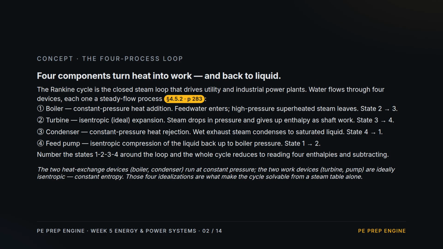The Rankine cycle is the closed steam loop behind every steam plant. 4 devices, 4 processes. The boiler adds heat at constant pressure and makes high-pressure superheated steam. The turbine expands that steam isentropically and produces shaft work. The condenser rejects heat at constant pressure and turns the wet exhaust back to saturated liquid. The feed pump compresses that liquid back up to boiler pressure. Number the states 1 through 4 around the loop, and the whole cycle becomes reading 4 enthalpies and subtracting.